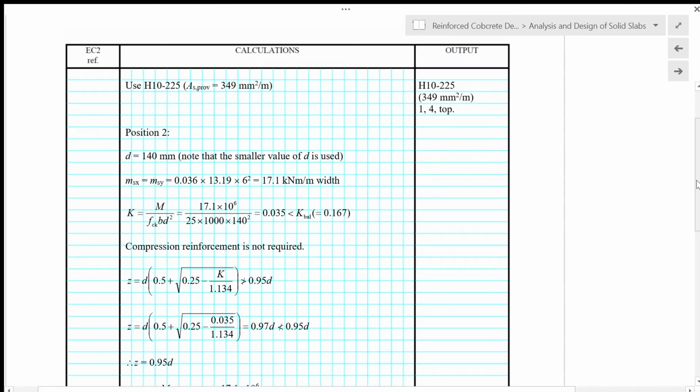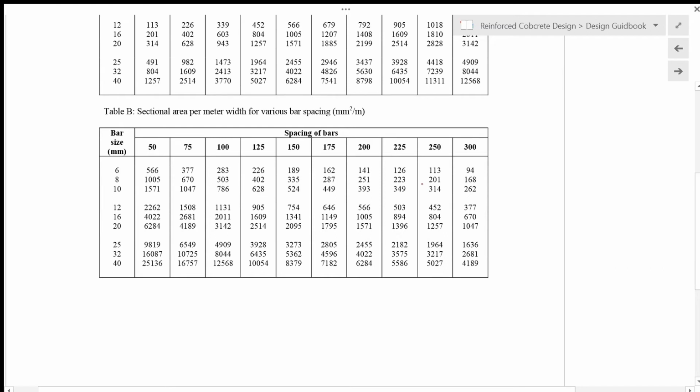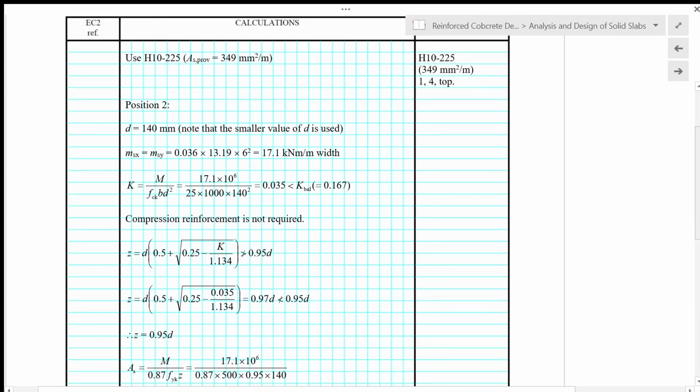So we use H10 at spacing of 225 mm to give As provided of 349 square millimeter per meter width. So we provide H10 at spacing of 225 at location 1 and location 2, and they are provided at the top of the slab section because these are to resist the negative moments or hogging moment across the support.